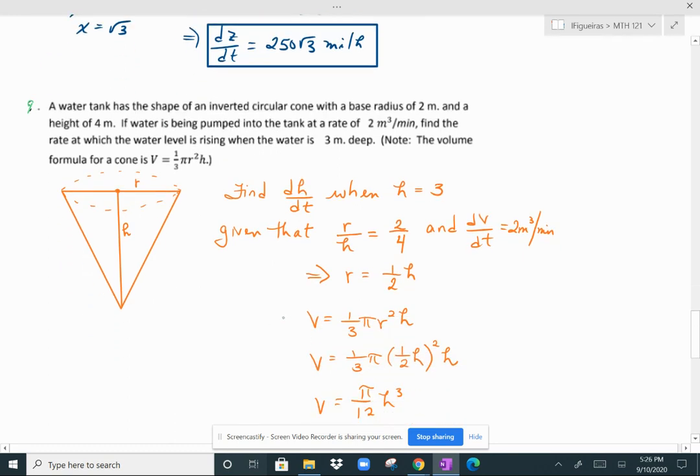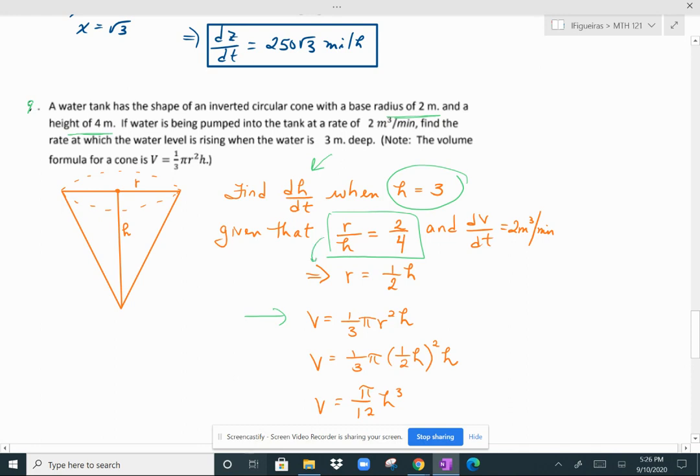All right, so I'm here, and again, I don't really know anything about dr dt or r, but I do know that you need to find dh dt, so we definitely don't want to get rid of h. You're told that h is 3 meters at some point, but you're also told that there's some relationship here, that the base diameter is 2 when the height is 4. So that means I can set up a ratio of similar triangles. So r is to h as 2 is to 4. And what that will allow me to do is solve for r.